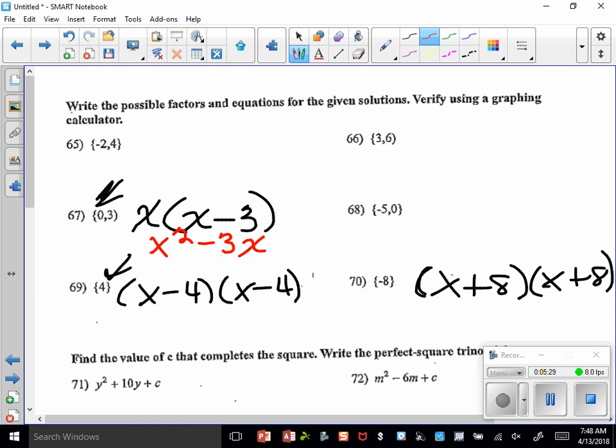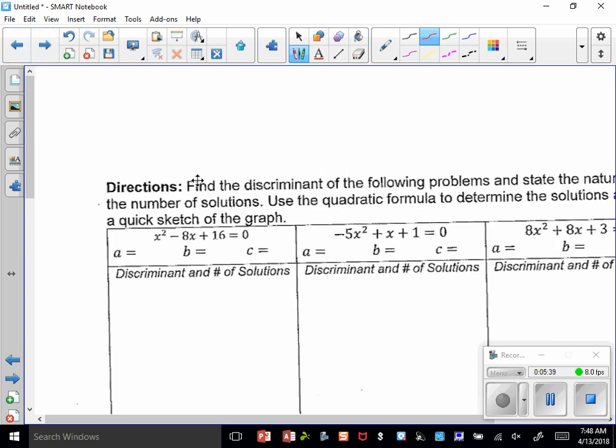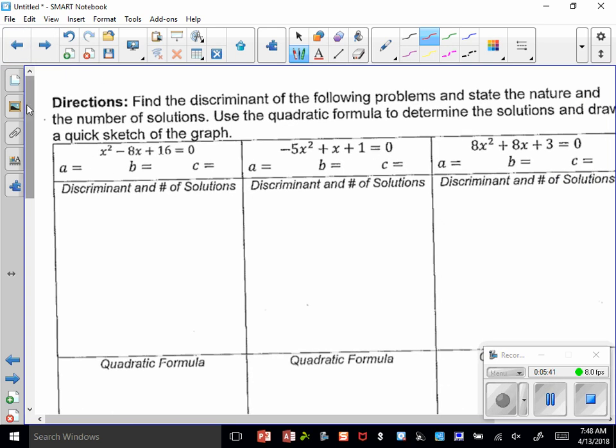Same thing for the other one. Okay. All right, so let's move on to the quadratic formula. Okay, that's going to be on page, what page number is this one here? All right, so go to page 12.